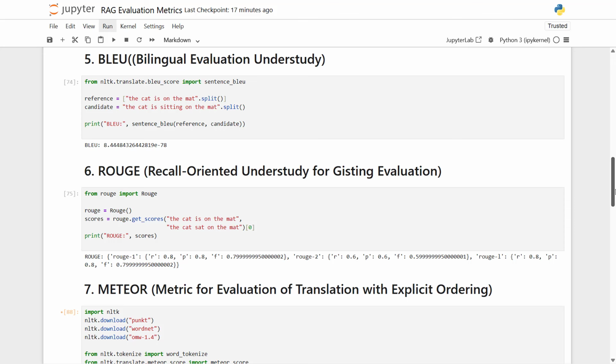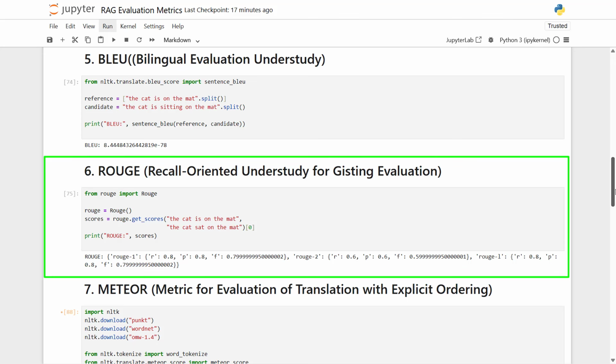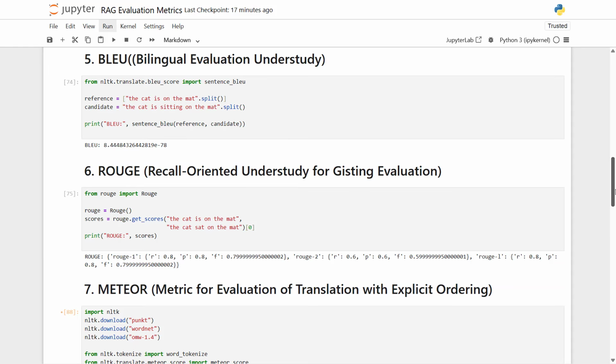The code for ROUGE measures how much the model output overlaps with the reference summary. This code uses ROUGE-1, ROUGE-2, and ROUGE-L by default through the ROUGE library. It takes two text strings and returns recall, precision, and F1 score. ROUGE is widely used in summarization and text generation evaluation.